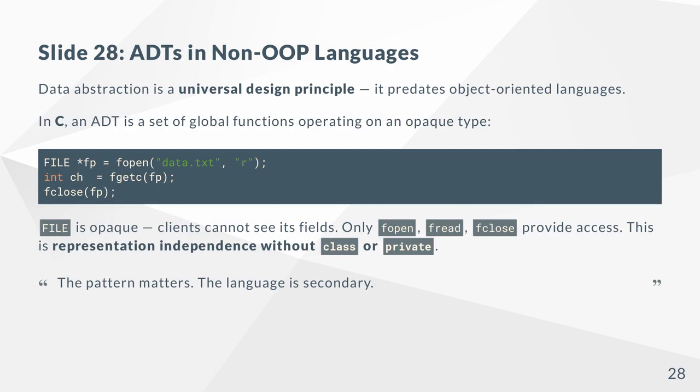Data abstraction is a universal design principle that predates object-oriented languages. In C, the standard FILE type is completely opaque. Clients cannot see its fields. They can only use fopen, fread, fgetc, and fclose. This is representation independence without any class or private keyword. The interface has 4 named operations. The implementation is hidden behind a pointer to an opaque struct. The pattern matters. The language is secondary.